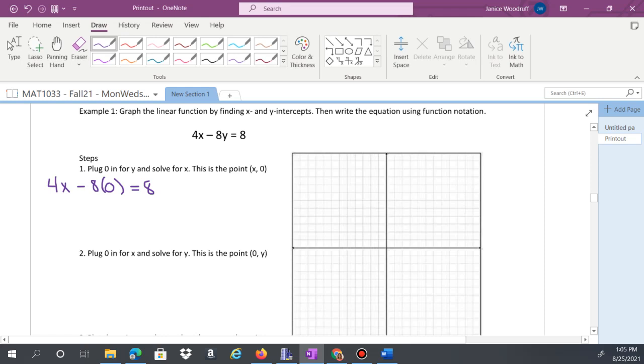Then I'm going to solve for x. Here I have 8 times 0 is 0, so that's going to cancel out, and then I just have 4x equals 8. Then I'm going to solve for x, so I'm just going to divide both sides by 4, and that's going to give me x equals 2. So that's going to give you the x-intercept, the point (2, 0). That point will need to be marked: 2 on the x-axis, 0 on the y-axis, right there.